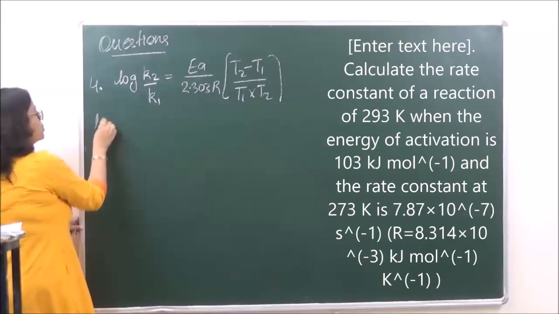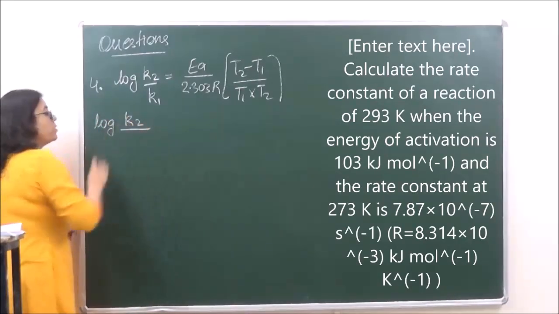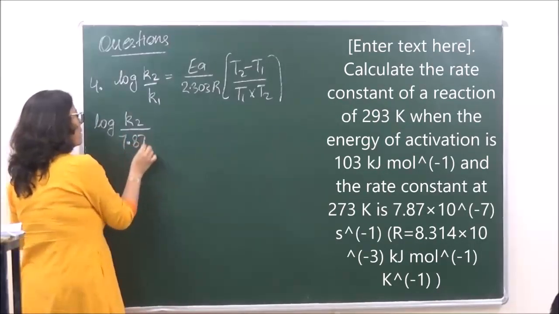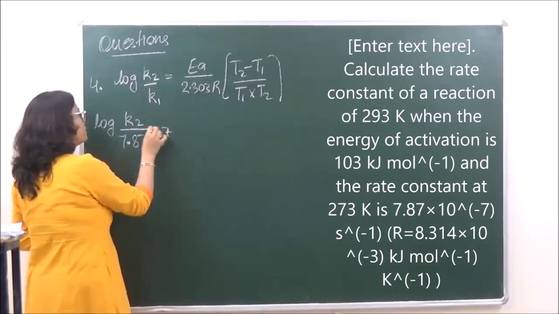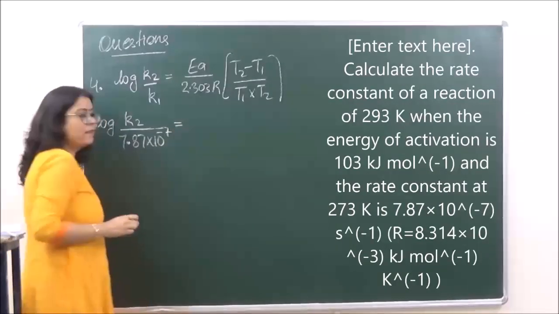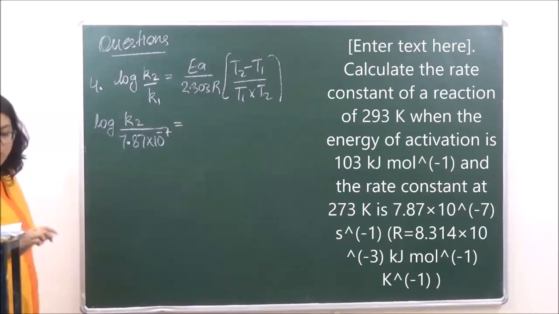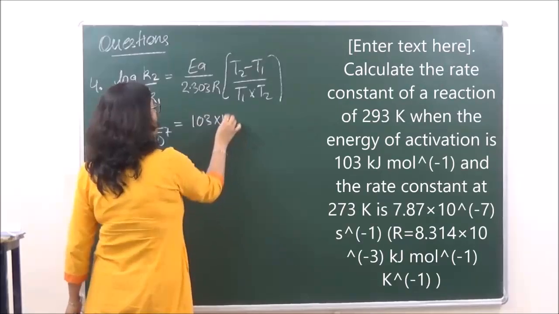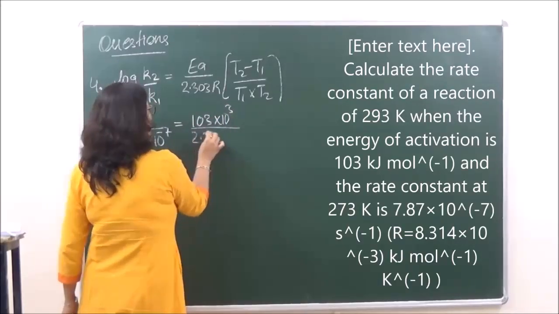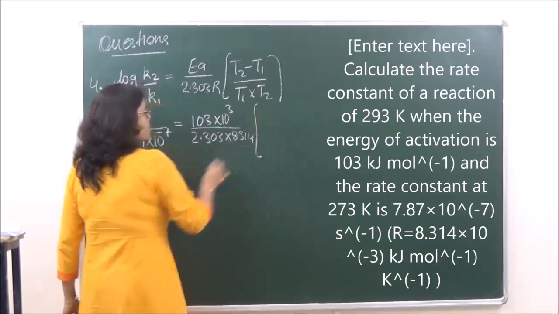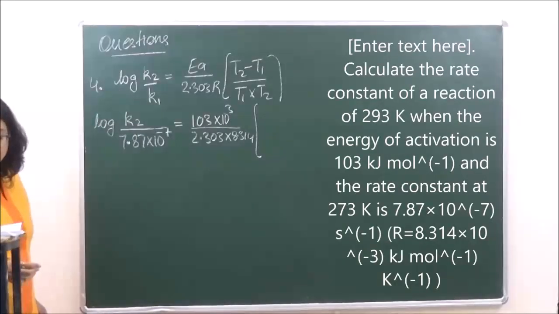So let's put the values. Log of K2 upon K1, with K1 given as 7.87 into 10 raised to power minus 7. Okay? This is equal to activation energy. Activation energy is given to us as 103 kilojoules per mole. So converted into joules, 103 into 10 raised to power 3 upon 2.303 into 8.314. And the value of T2 given, that is how much? T2 is 293.